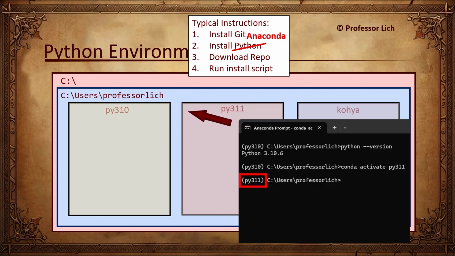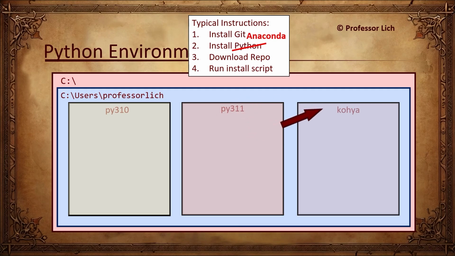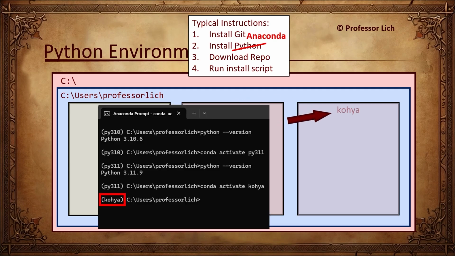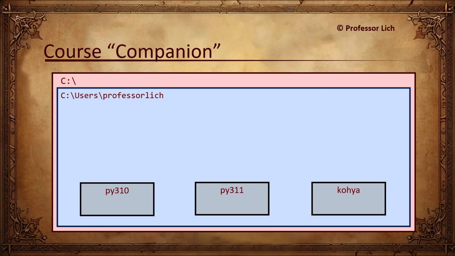Now I'm inside Py 3.11. I checked that my Python version is correct. Then use activate command and switch. And now I'm inside, I activate Kohya. I check that my Python version is correct. And as you can see, in each environment, I have the correct version of Python. And that is essentially it.